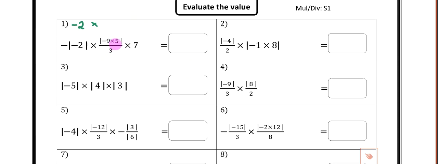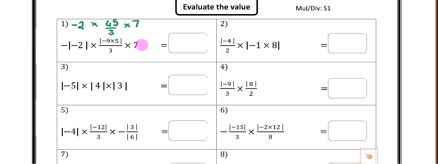9 times 5. Okay, so we've got to do the BODMAS thing. So negative 9 times 5 is negative 45, and we take the absolute value of that result, and divide by 3. Now that is not going to make any difference because it's a multiplication, but if we do have addition inside, you might need to think of it a little bit differently. So we end up with absolute value of negative 45 is positive 45 divided by 3 times 7.